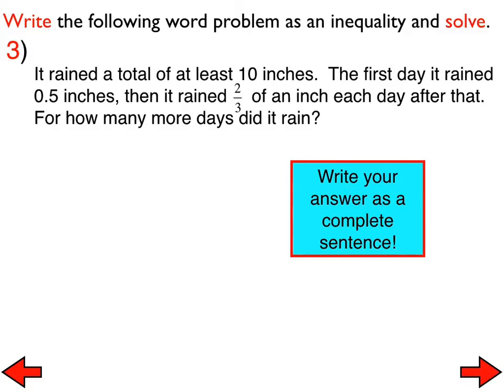The total, obviously, we all know that's going to be the total. That's the last number, right? And then the first day it rained half an inch. That happened in the past. Can we change the past? No, that's going to be our constant. And then it rained 2/3 of an inch each day. Keyword each, meaning it's going to change per day. So how do we set this one up?